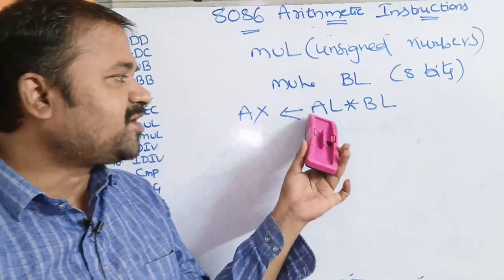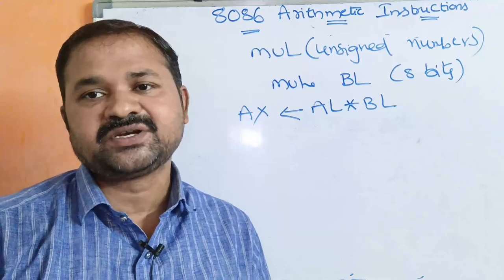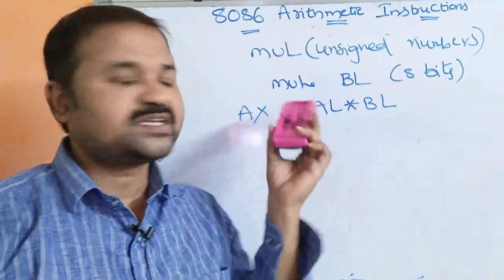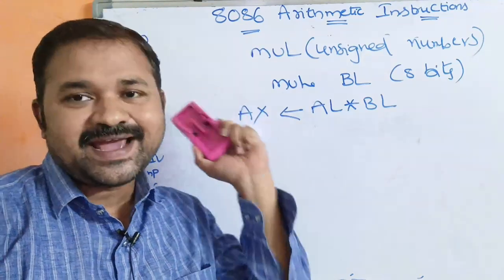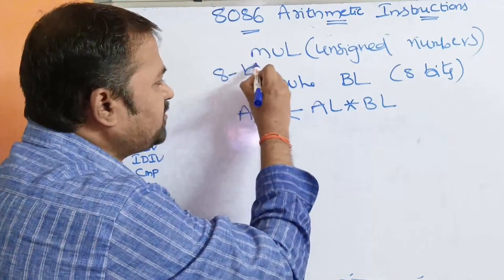Why AX? Because here AL capacity is 8 bits, BL capacity is 8 bits. So 8 into 8 means it will give 16 bits as the output. The size of AX is 16 bits. Okay. So in AX, the result will be stored. So this is an example for 8-bit multiplication.